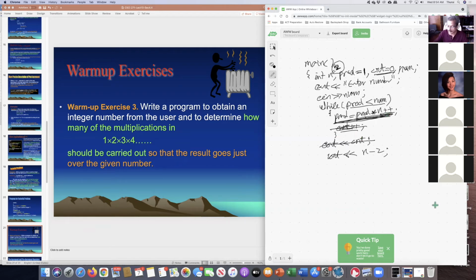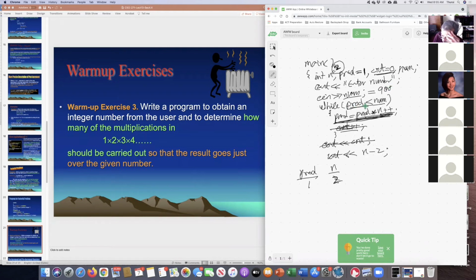All right. Let me just write, trace them on the side. Prod is 1 initially, and I started my n at 2, right? I'm not using count anymore. n is 2. That's the initial value. And then I'm getting the number from the user. So let's say the number from the user is 900. Doesn't matter what that number is.